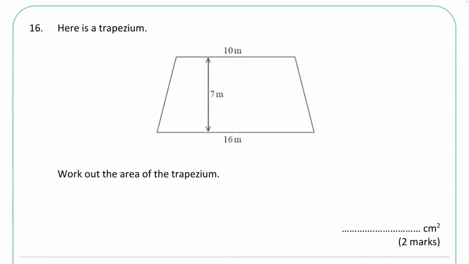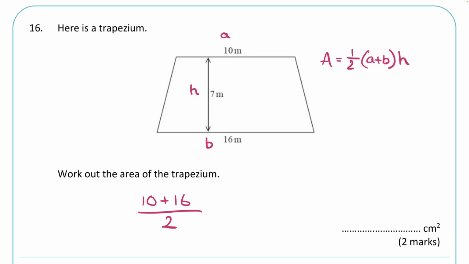Question 16 is looking at the area of a trapezium. So you have the formula for the area of a trapezium, area is equal to half (a plus b) h. Now a and b are the two parallel sides in either order, and h is the height or the distance between them. So to work out the area of a trapezium, we take those two parallel sides, 10 add 16, we then halve it or divide it by 2 and then times it by the height, which is 7.